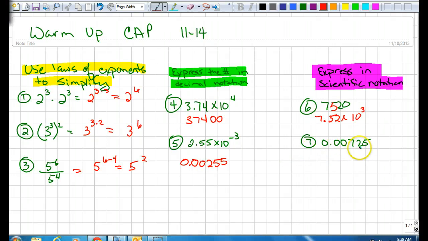Okay, and when you're working with a decimal, you're going to put the decimal point right behind the first digit you get to after all the zeros. So this will be 7.25. And count all the zeros beforehand, including the 1 in the ones place. So it'll be 1, 2, 3, and it's going to be negative because it's smaller than 1.